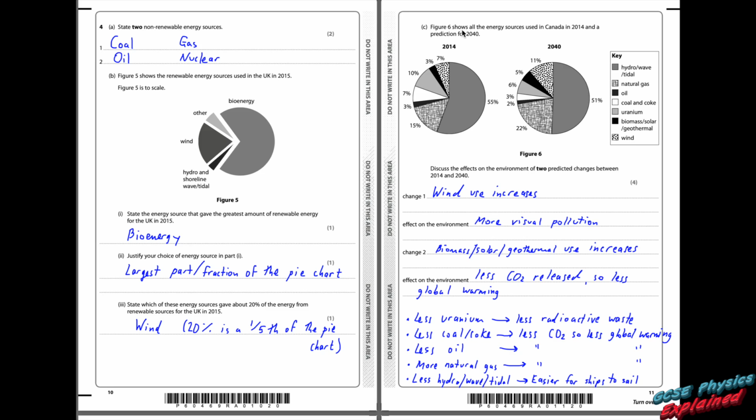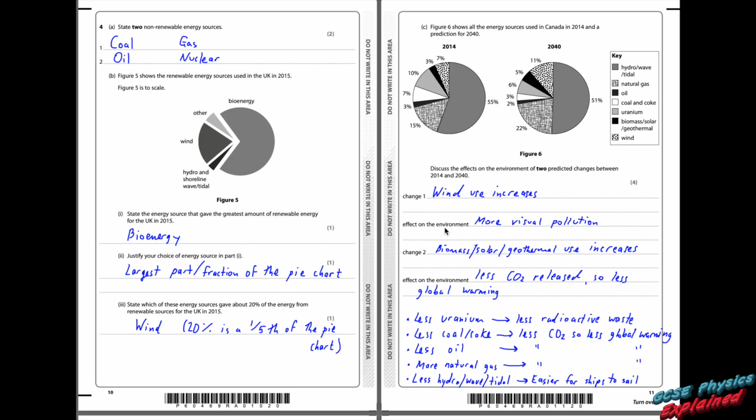Part C. Figure 6 shows all the energy sources used in Canada in 2014 and a prediction for 2040. Discuss the effects on the environment of 2 predicted changes between 2014 and 2040. Now you've got to be a bit careful here because oil looks a little bit like biomass, so don't get them mixed up. Right, let's start with this dotty one. So this is the wind. So the wind goes from 7% and it's going to go up to 11%. So the wind use is going to increase.